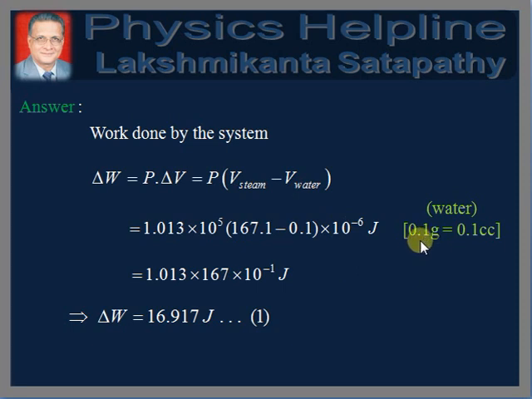Now the volume of 0.1 gram of water is equal to 0.1 cc. Therefore, delta V is equal to (167.1 minus 0.1) × 10^-6. Since everything is in SI units, we get delta W in joules. Simplifying, we get 1.013, that is what we have kept here, and 167.1 minus 0.1 gives us 167, into 10^5 and 10^-6 gives us 10^-1. Simplifying, we get delta W is equal to 16.917 joules.